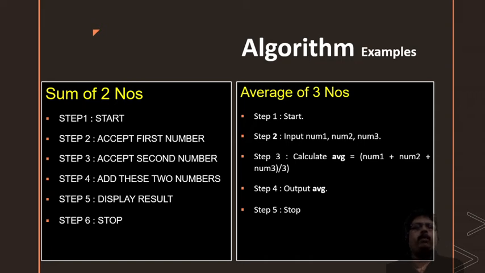Both these algorithms are written in some different format. Always an algorithm starts with start and ends with end or stop. So in the first one, consider the sum of two numbers. The first step is you need to start a program, then accept the first number, accept the second number, or straight away like this you can take input number 1, number 2.